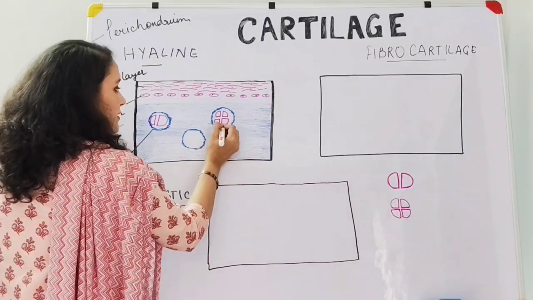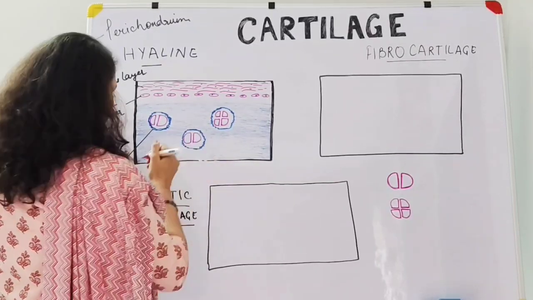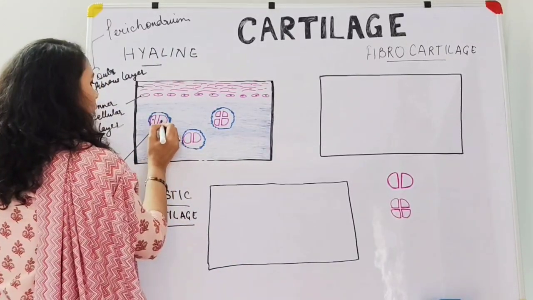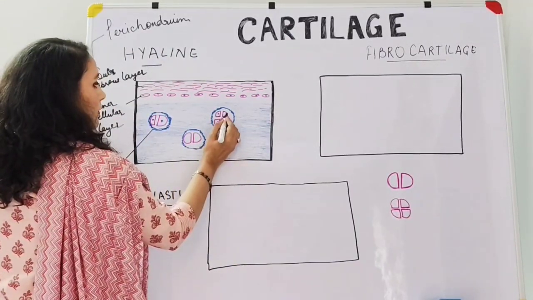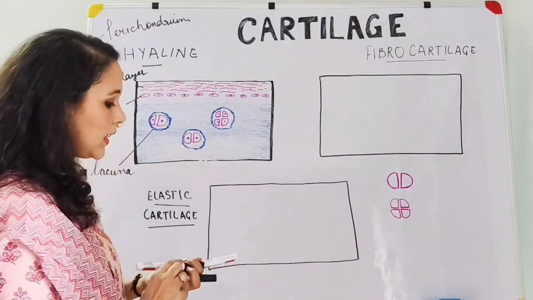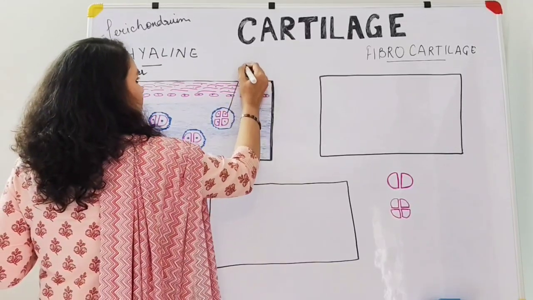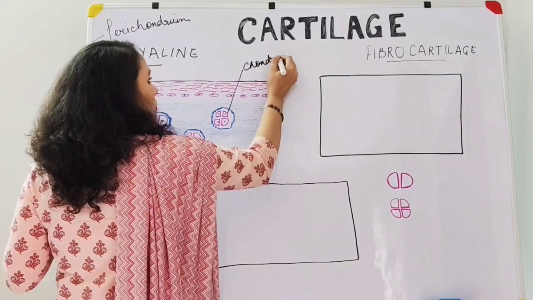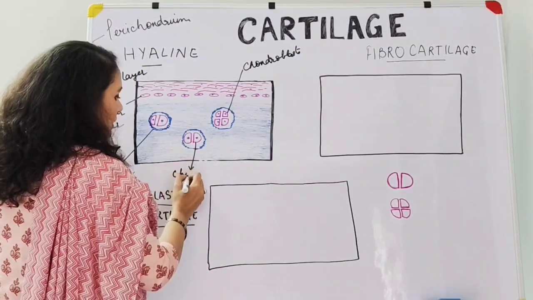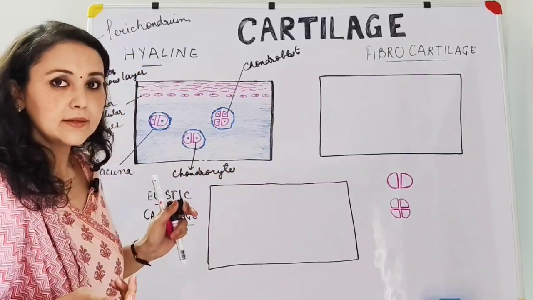Similarly here, you can draw four cells. The opposing surfaces will be flat. And then in between them, there are the nuclei. You can label these cells as chondroblast, and once they have moved deeper in the matrix, they become mature enough, you can call them chondrocytes, right?